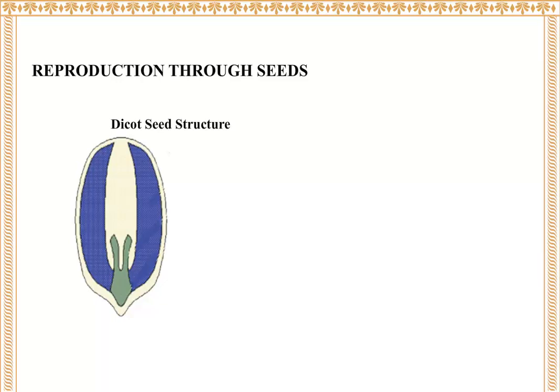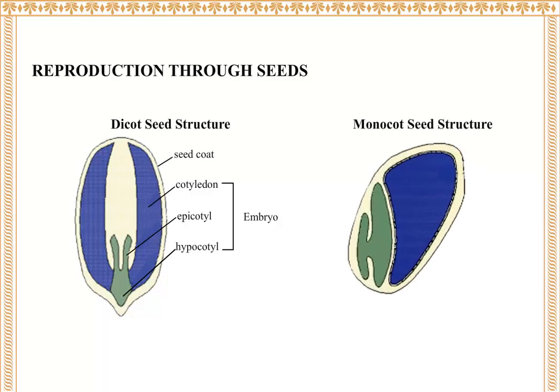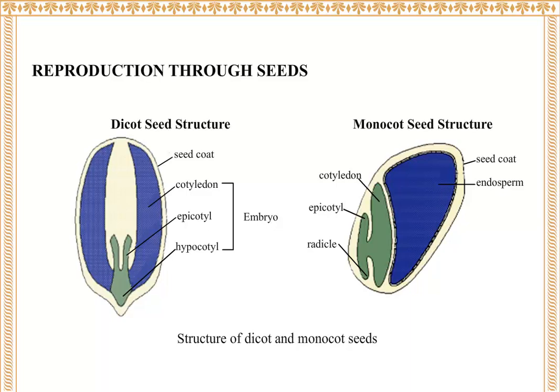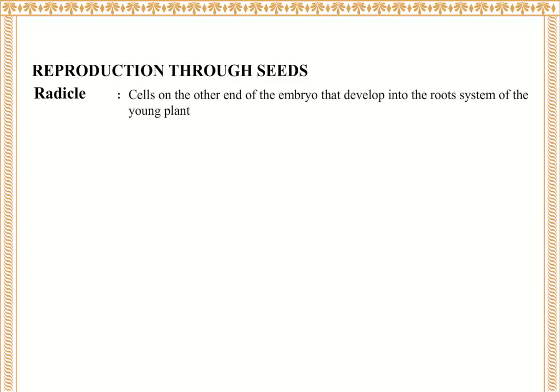Dicot seed structure: seed coat, cotyledon, apicotyl, hypocotyl, embryo. Monocot seed structure: seed coat, endosperm, cotyledon, apicotyl, radicle. Structure of dicot and monocot seeds. Radicle: cells on the other end of the embryo that develop into the root system of the young plant.